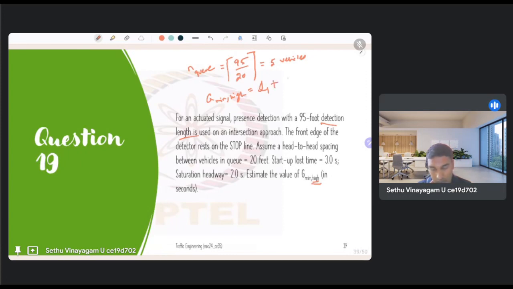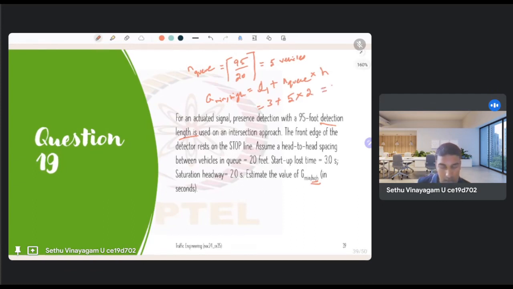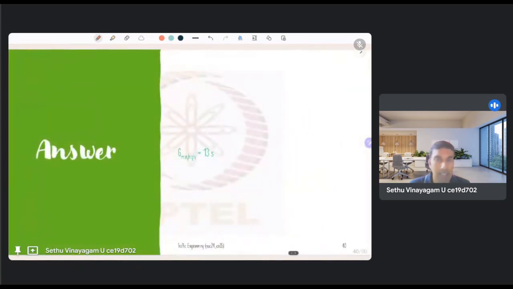So for the number of vehicles that are there, each vehicle we can assume to take a time equal to the saturation headway for crossing the intersection. Okay, so the startup loss time is 3 seconds. The number of vehicles is 5 and each vehicle will take 2 seconds to cross. So 13 seconds is the minimum green time that is required for this actuated signal. Okay, so G min high is 13 seconds.